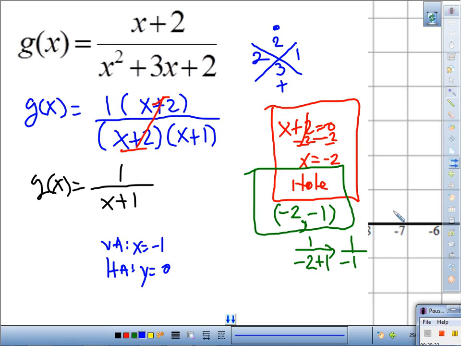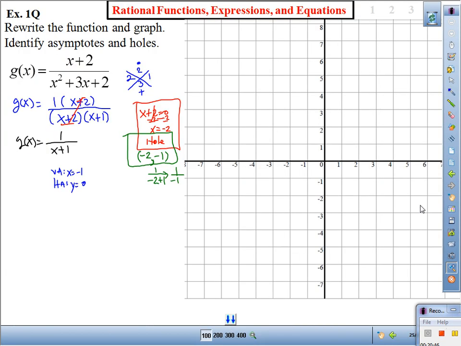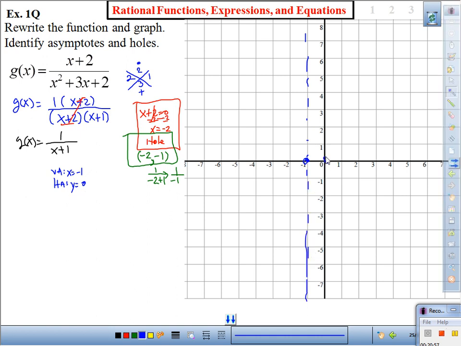All right, let's check your work. Hands up if you got -2, -1 for the hole. Yes, and our new function is g of x equals 1 over x plus 1. Our vertical asymptote, x equals -1, and horizontal, y equals 0. Yes? All right, let's graph that. Here we go. X equals -1. It goes through -1 on x. Y equals 0 is right there, so my horizontal is at the axis.